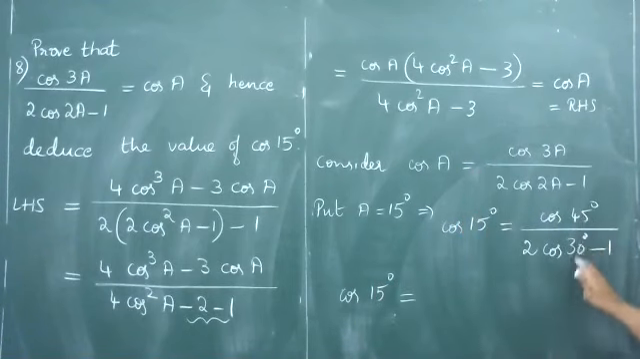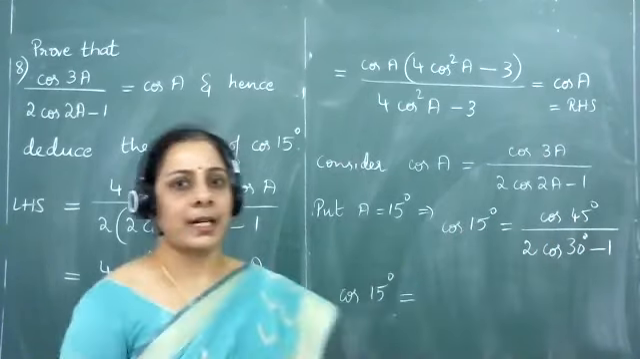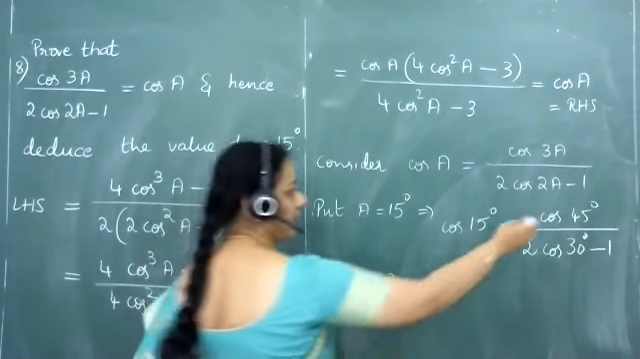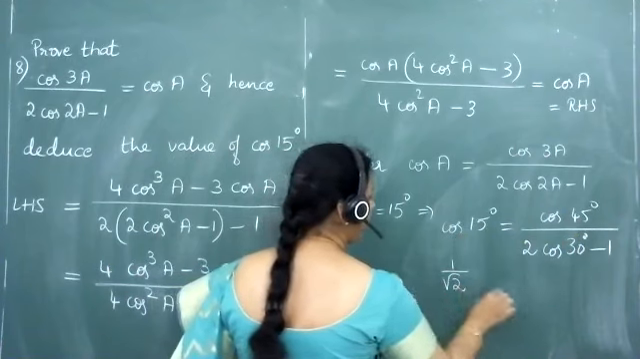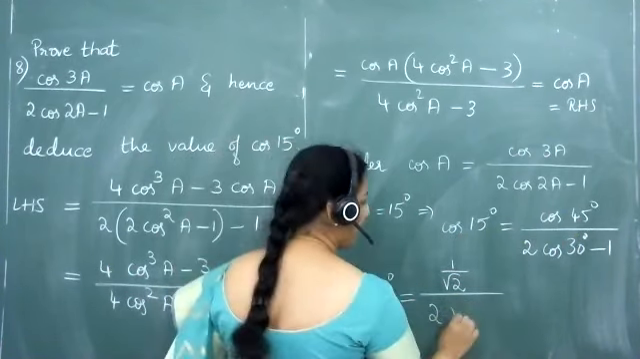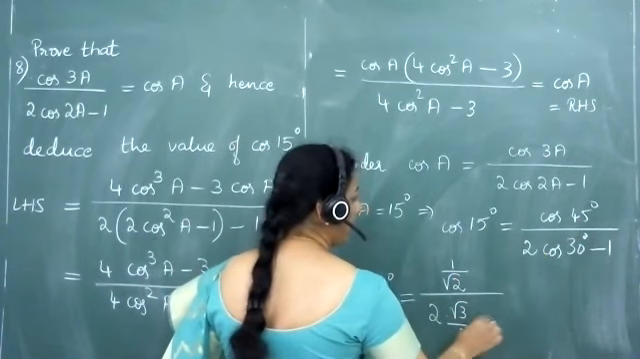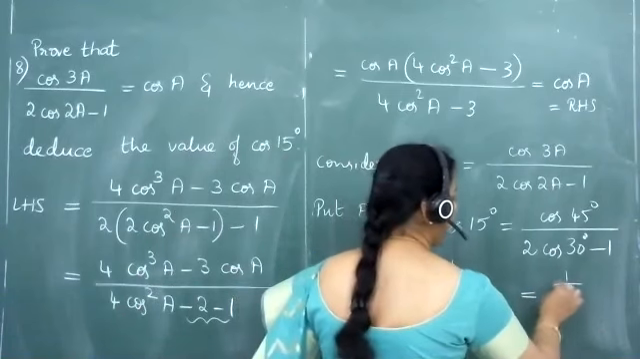We have in the RHS two standard angles. Both 45 degrees and 30 degrees are two standard angles, and cosine of those two standard angles we are well versed with. The value for cos 45 degrees is 1 by root 2, 2 into denominator we have cos 30 degrees, which is root 3 by 2, minus 1. And what do we get on simplifying?